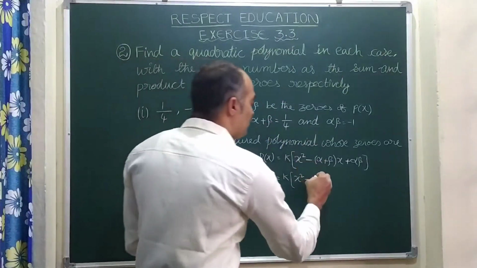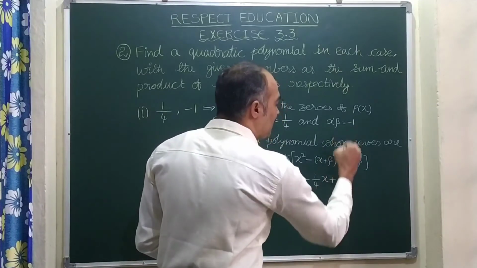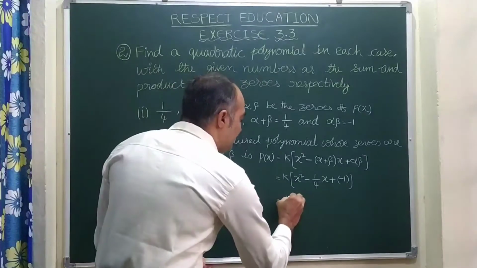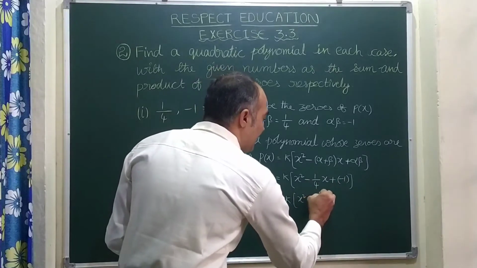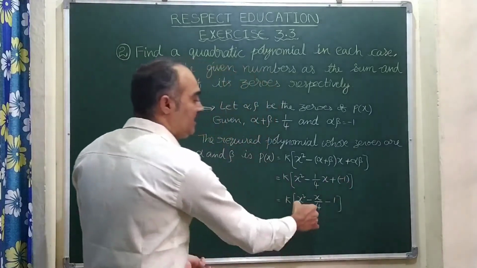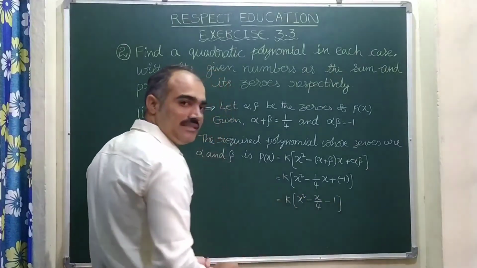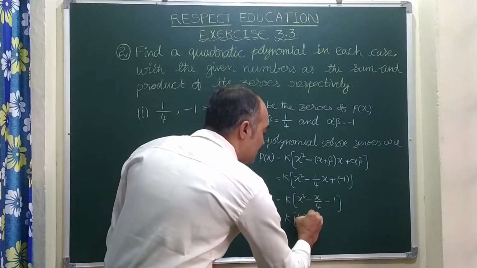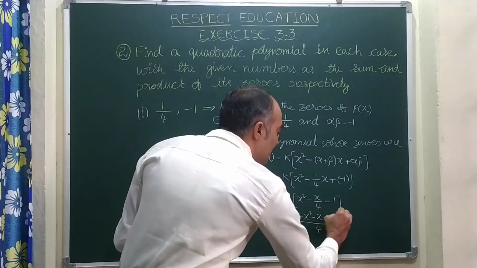Here alpha plus beta is 1 by 4. So 1 by 4 into x, plus alpha beta is minus 1, so plus into minus 1. So here it is k into x square minus 1 into x is minus x by 4. Here plus into minus is minus 1. Here you see in the denominator 4 is there. So here we can take 4 as LCM. Then it will be k times 4 into x square is 4x square, minus x, minus 4 ones are 4 by 4. Here nothing difficult.